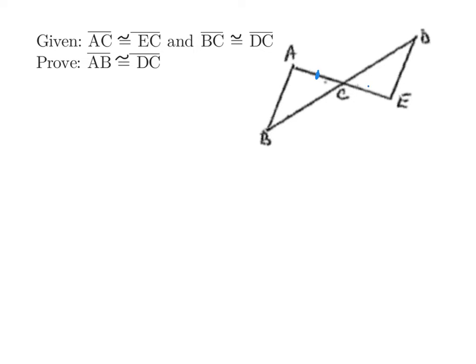congruent, so this side and this side. We also have that BC and DC are congruent, so these two sides have the same length. And we want to prove that AB and DE are congruent. So let's start off with AC being congruent to EC. All right, that was given.